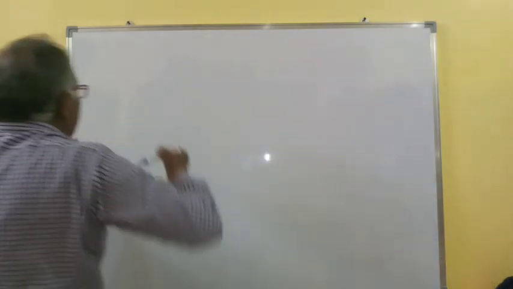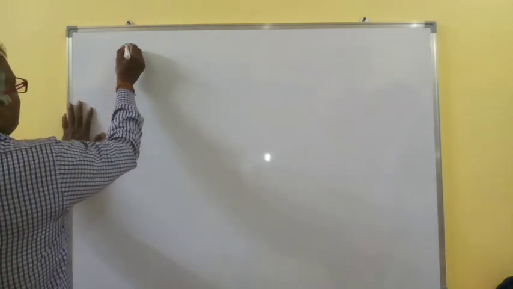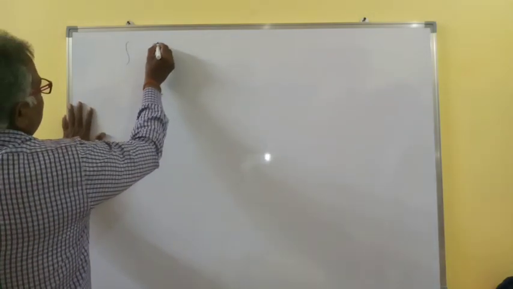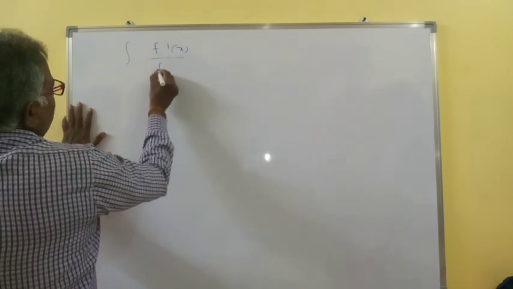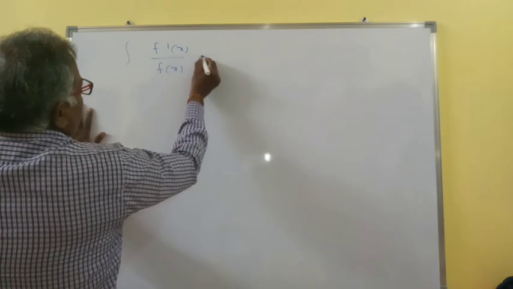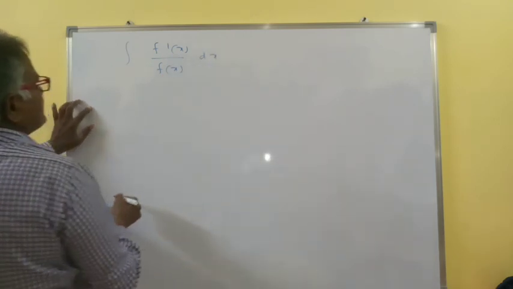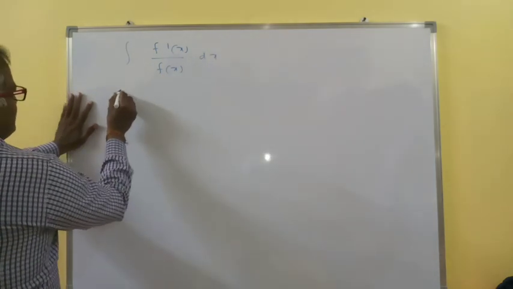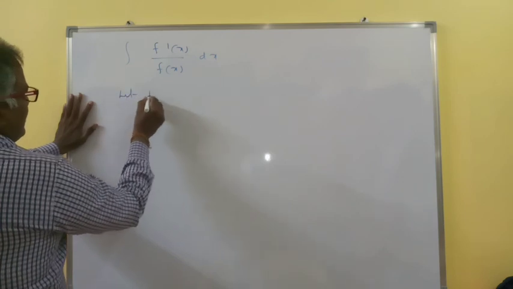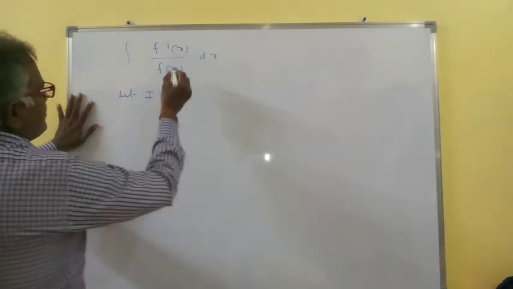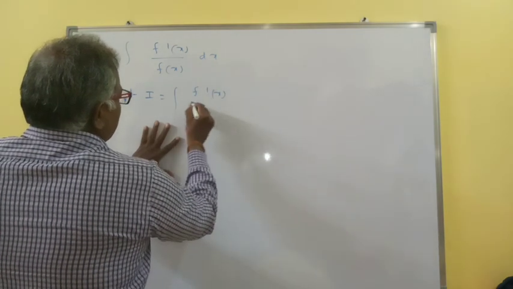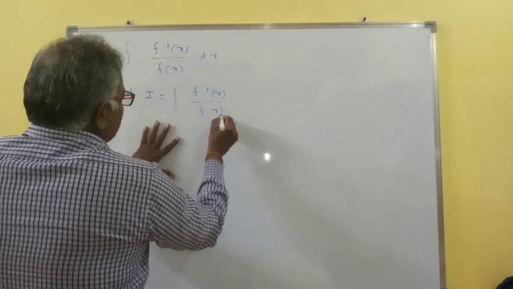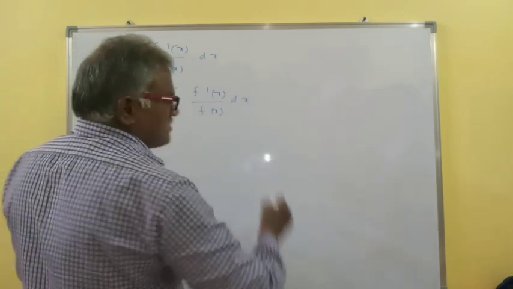Once again, I have to give the formula for this one. Integral f dash x by f of x. So for this one, let I be equal to it, for 2 marks. This derivation is important. That's why I have to give the solution again.